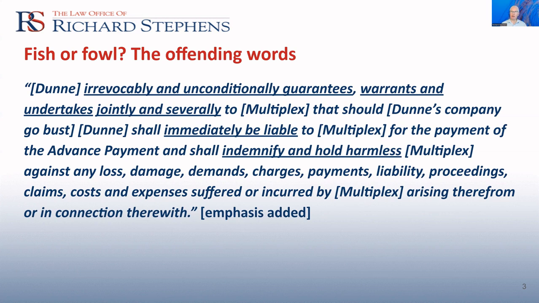Maybe they were having a game of cliche bingo, trying legal cliche bingo, just bunging in as many legal concepts as they could. Look at the next one. There's only one Mr. Dunn, but he's doing this jointly and severally. How can an individual do something jointly and severally?